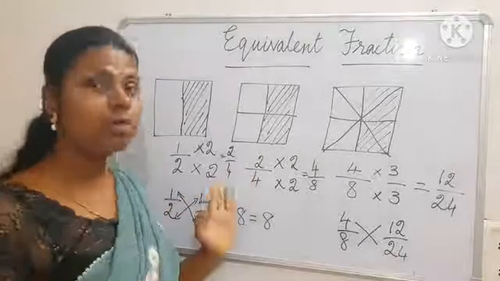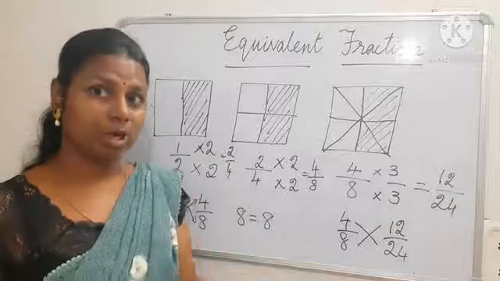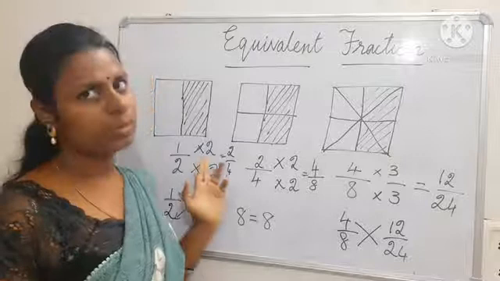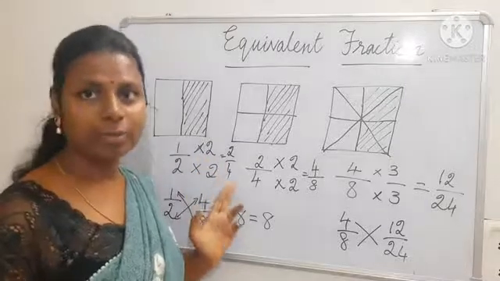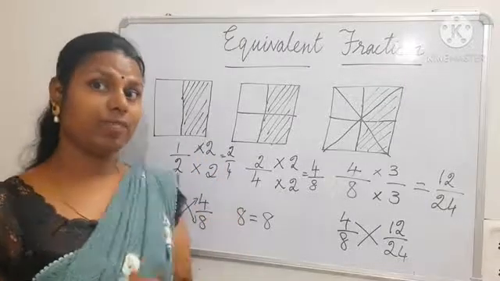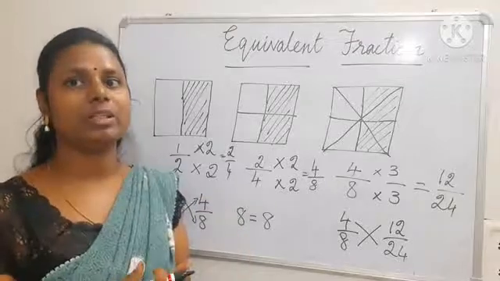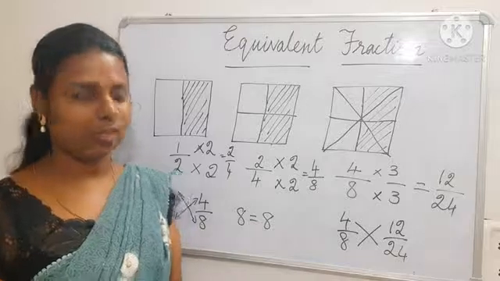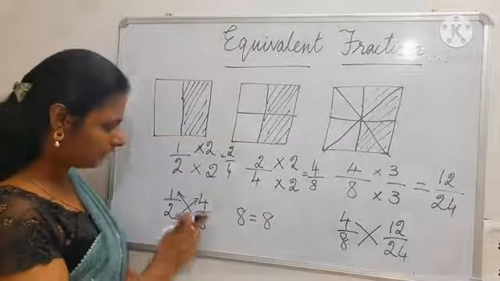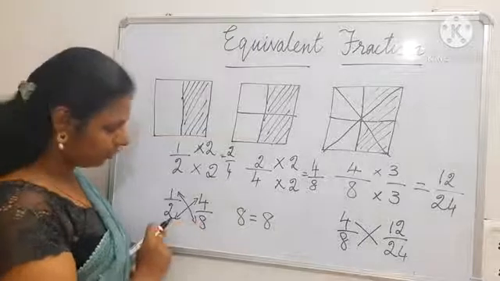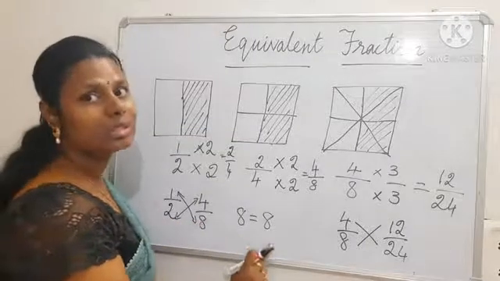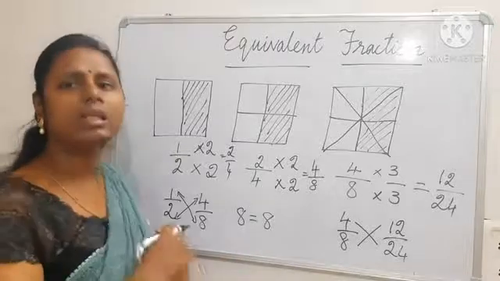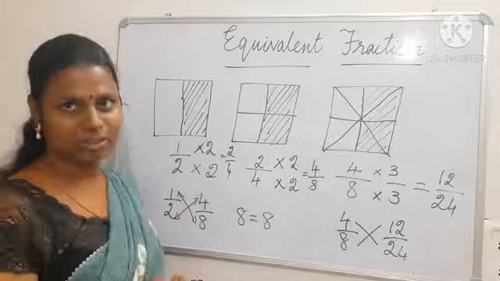Okay, when you have to find out equivalent fractions, you can multiply and find out. Otherwise, you can divide and find out if it is a big number. Otherwise, if they have given two fractions and you have to find out whether they are equivalent fractions, then you can do cross multiplication. Okay, cross multiplication means this number and this number, this number and this number. You have to multiply, and in both the sides you have to get the same number. If the numbers are different, then they are not equivalent fractions.